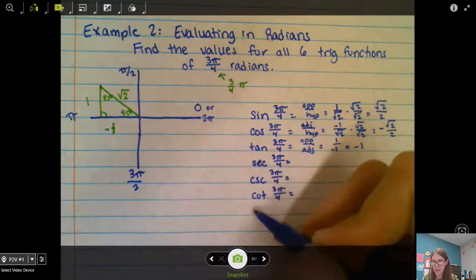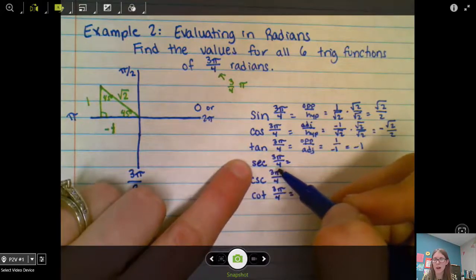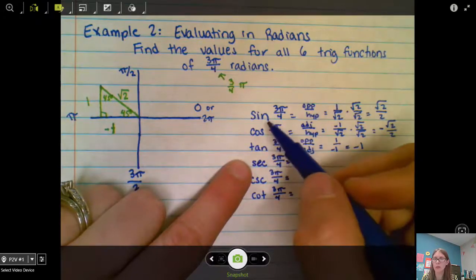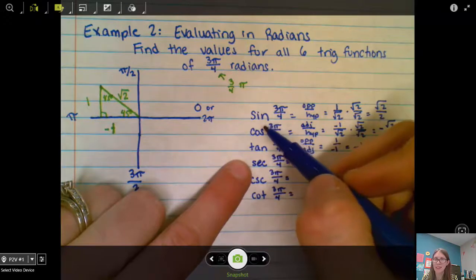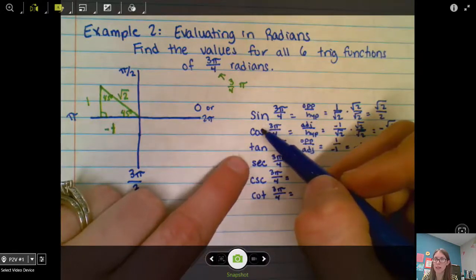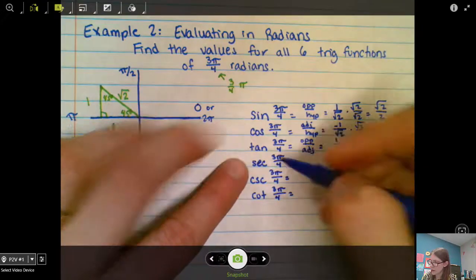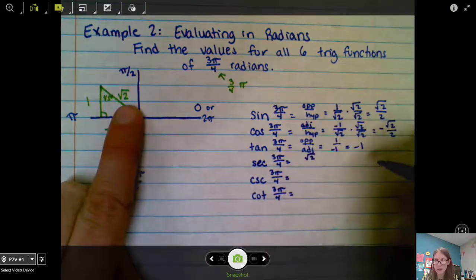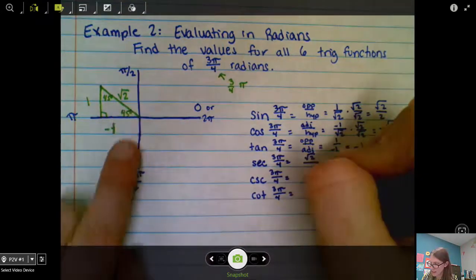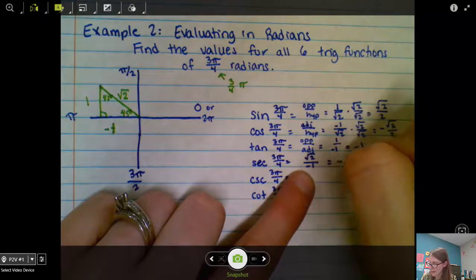Now we have those reciprocal trig functions. Secant, the big thing is remembering what secant goes with. Is secant the reciprocal of sine, cosine, or tangent? It's the reciprocal of cosine, because keep in mind, each one has to have a co. So I want to know the hypotenuse over the adjacent. Hypotenuse is the square root of 2. The adjacent is -1. So that's the negative square root of 2.